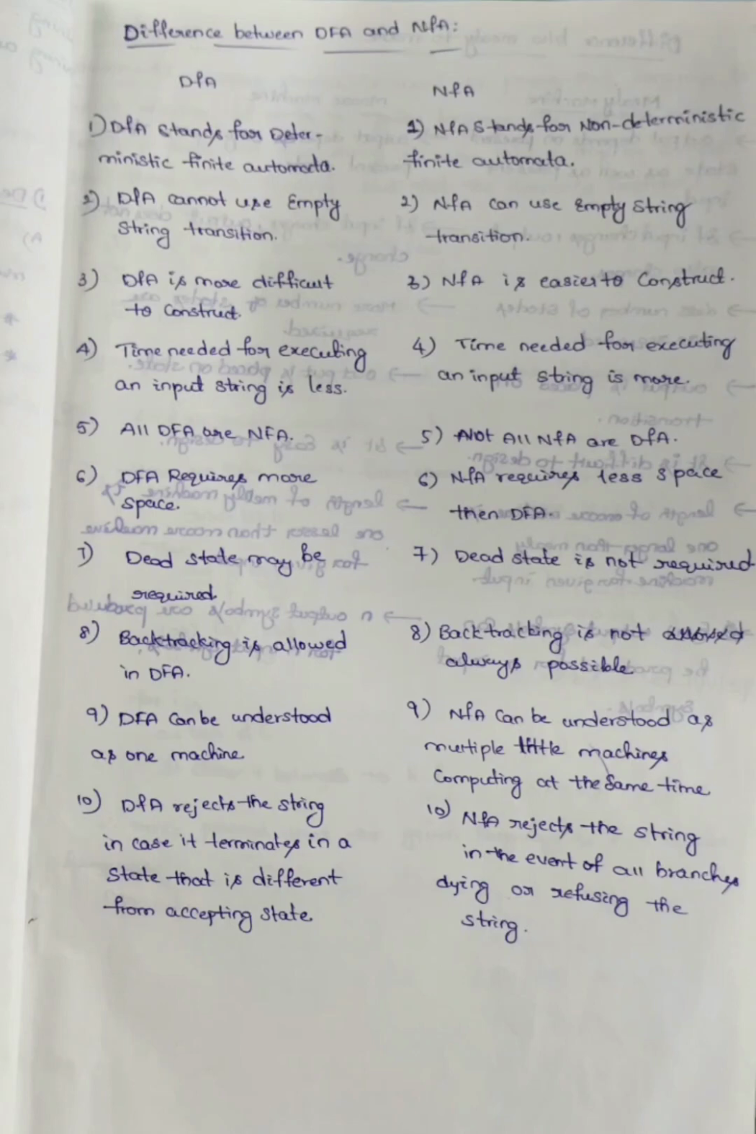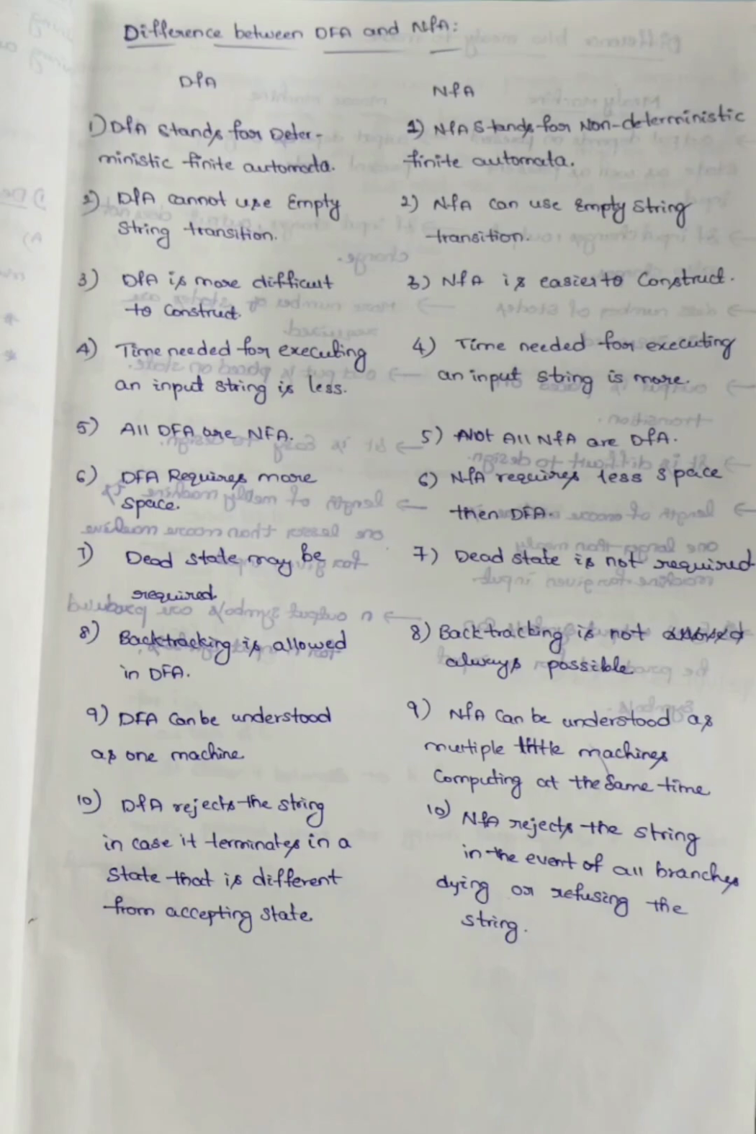The topics are DFA and NFA, and Mealy machine to Moore machine. What is DFA? DFA stands for Deterministic Finite Automata and NFA stands for Non-Deterministic Finite Automata.